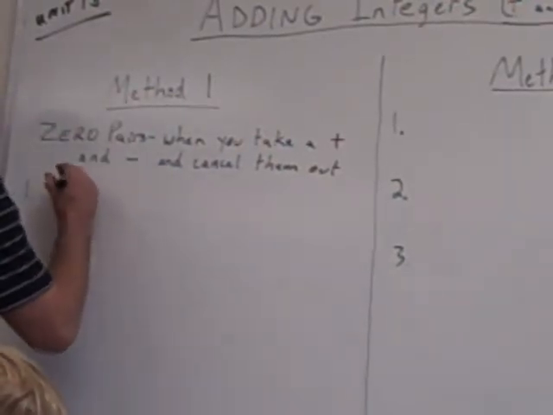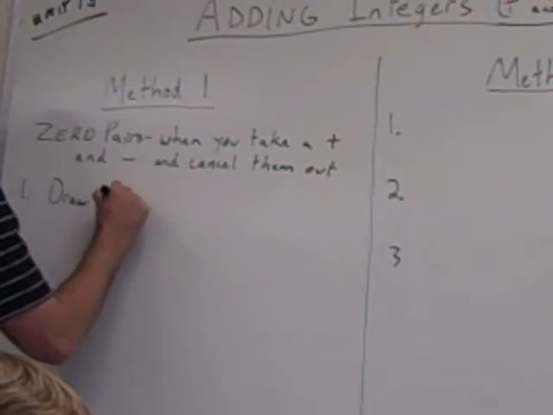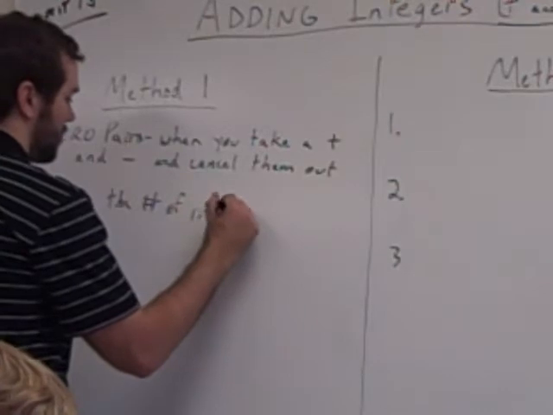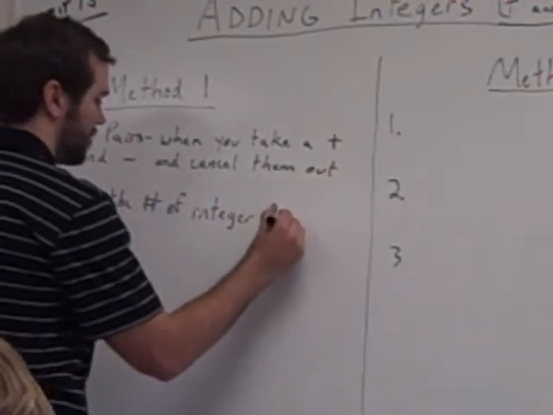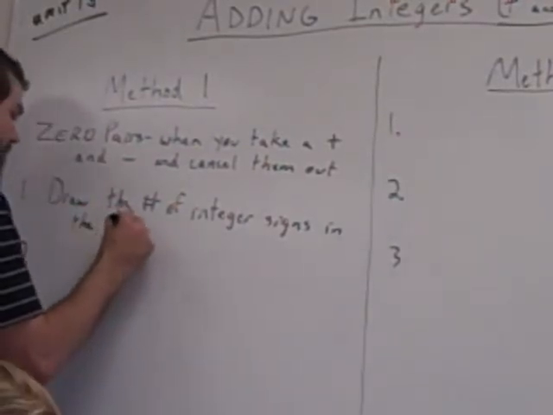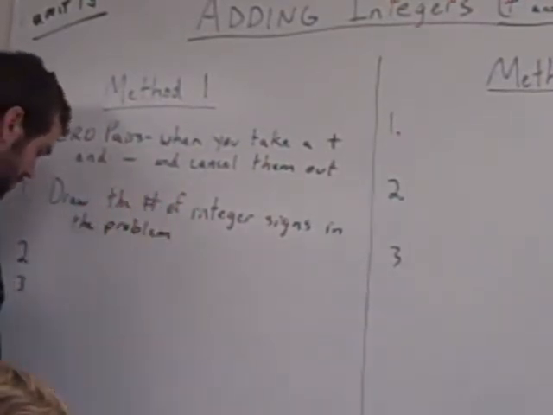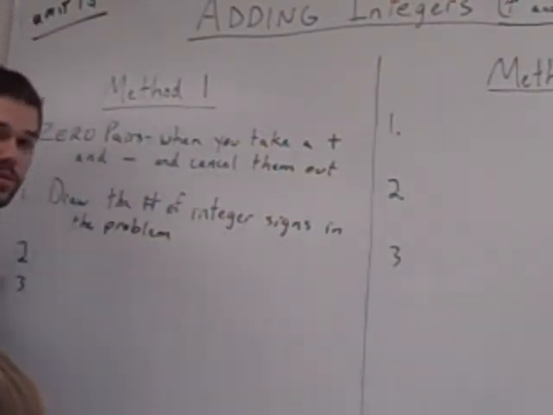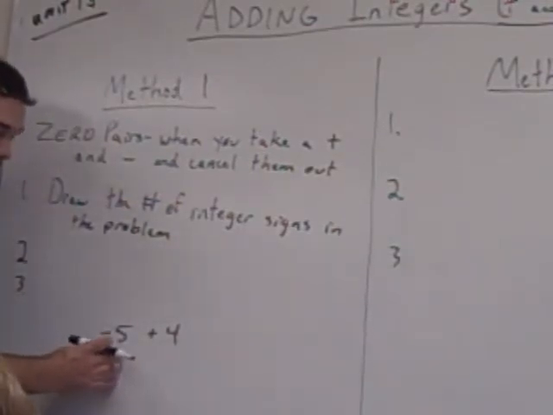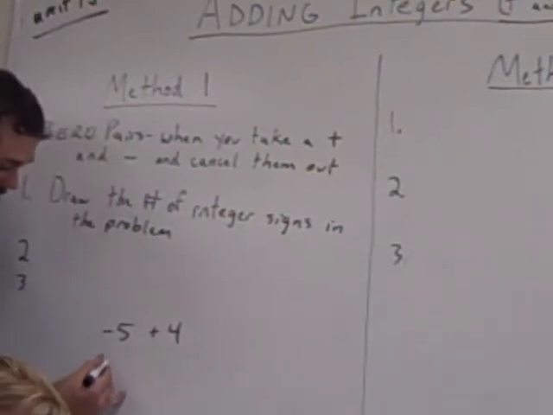First thing you're going to do is draw the number of integer signs in the problem. Actually, I'll do an example down here. I'll do -5 plus 4. If I draw the number of integer signs in the problem, if I have -5, then I'm going to draw 5 negative symbols.